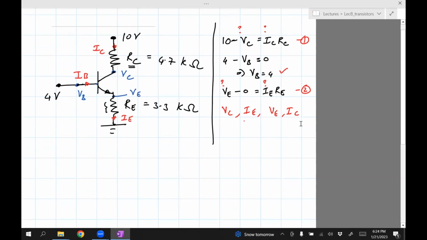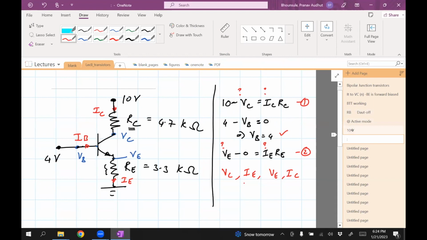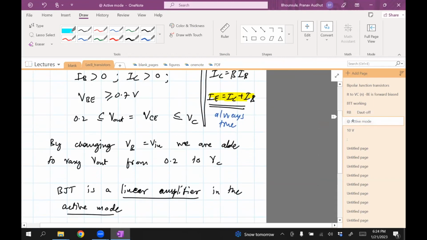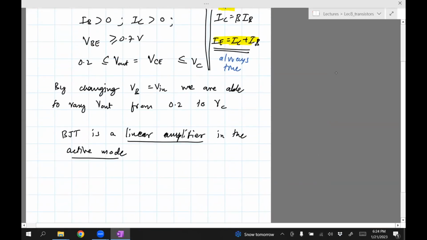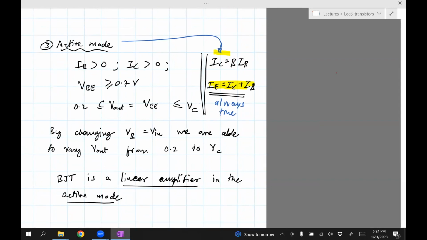To generate more equations, we can look at the assumptions of active mode. In active mode, we have IB and IC greater than 0. We are going to assume that VBE can go from 0.7 upward, but we'll just assume that it is 0.7. That is the voltage drop across the BE, which is the PN junction, 0.7.